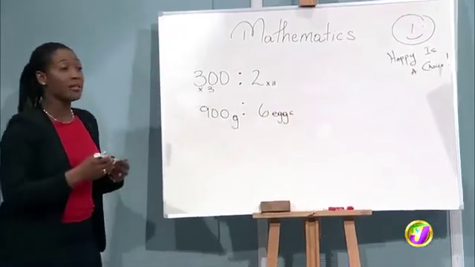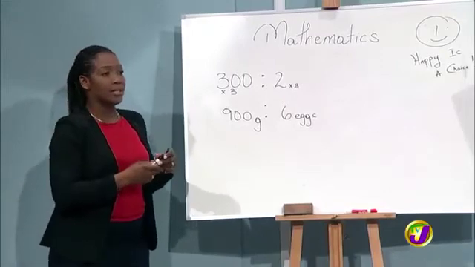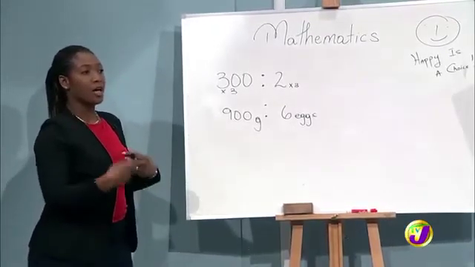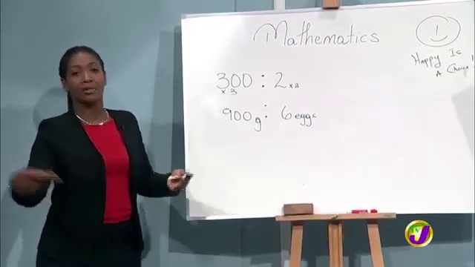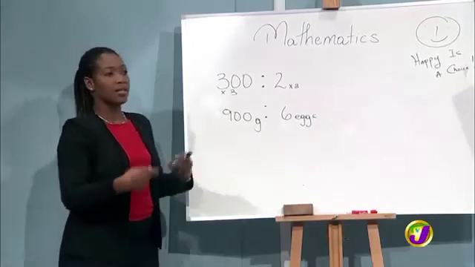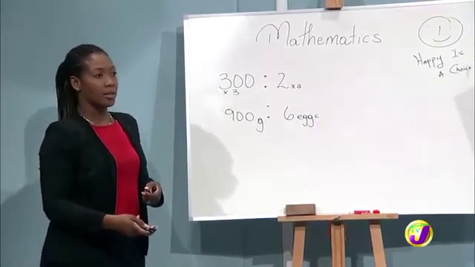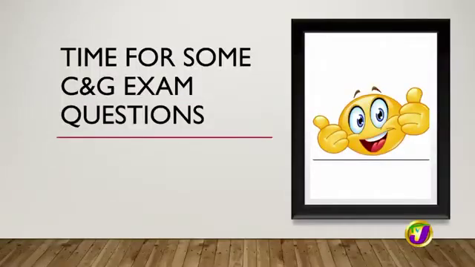So if I were to increase the number of eggs to 6, the flour would also have to be increased to 900 because this is directly proportional. If you are baking something, if you increase one ingredient, you clearly have to increase another because the recipe would call for more. All right, so here we go. It's 900 grams of flour to 6 eggs.